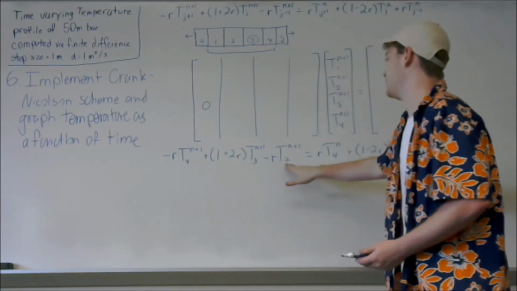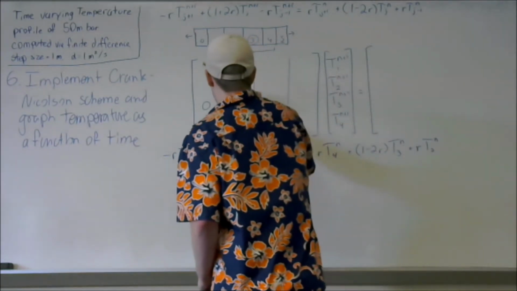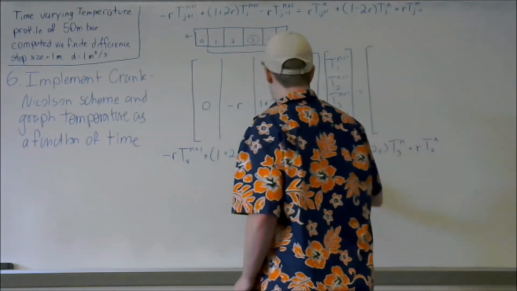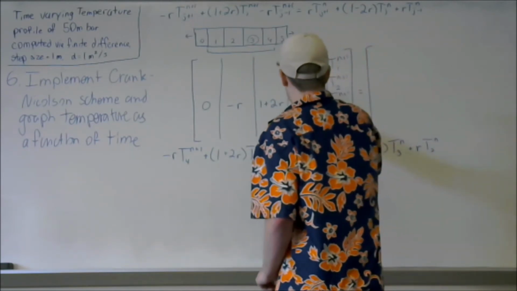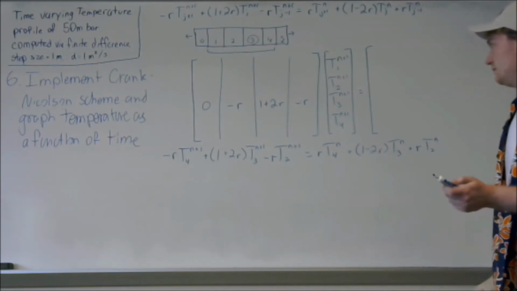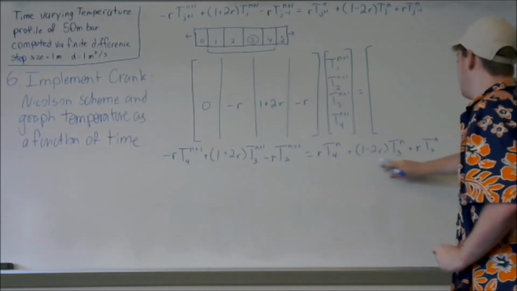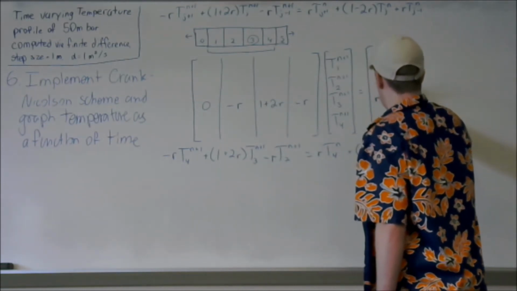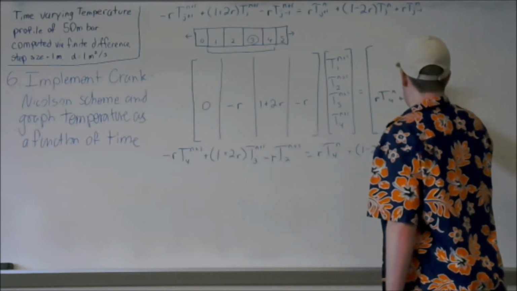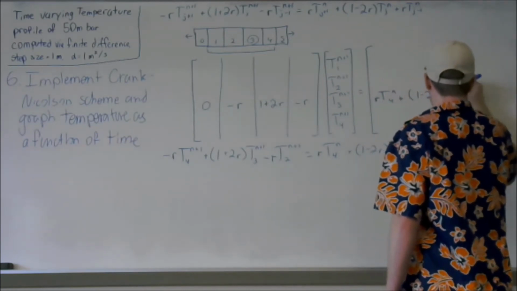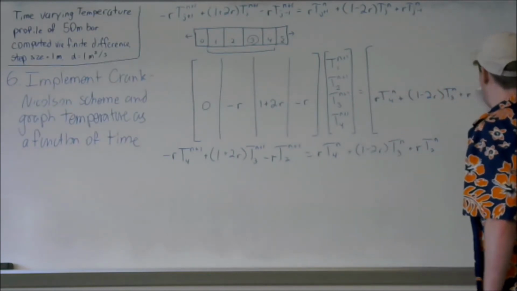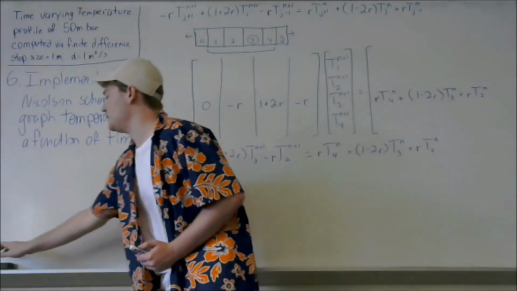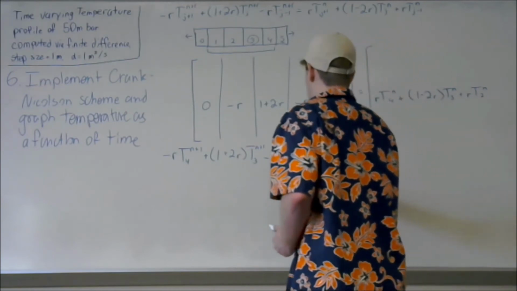Did we have one for when it was 2? Yes, we did. So that became a negative r. And then when it was 3, it's 1 plus 2r. And then when it's 4, it's back to negative r. Just like that. And then the right side of the equation we just put over here as our other vector. So that is going to be an r t for n plus 1 minus 2r t 3n plus r t 2n. Just like that. So that is one row of our equation here.